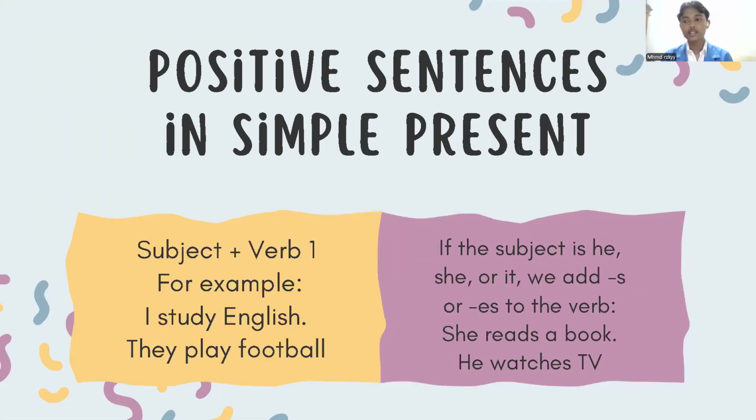Positive sentences in the simple present tense follow a simple structure. Subject plus verb 1. For example, I study English, they play football. If the subject is he, she, or it, we add s or es to the verb. For example, she reads a book, he watches TV.